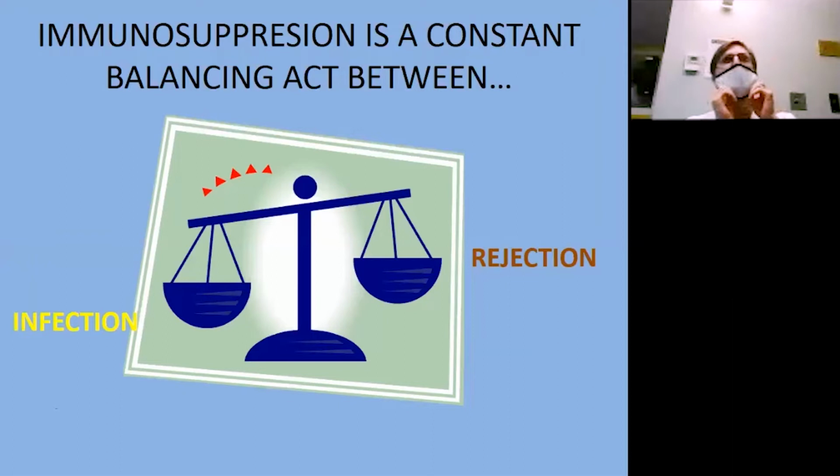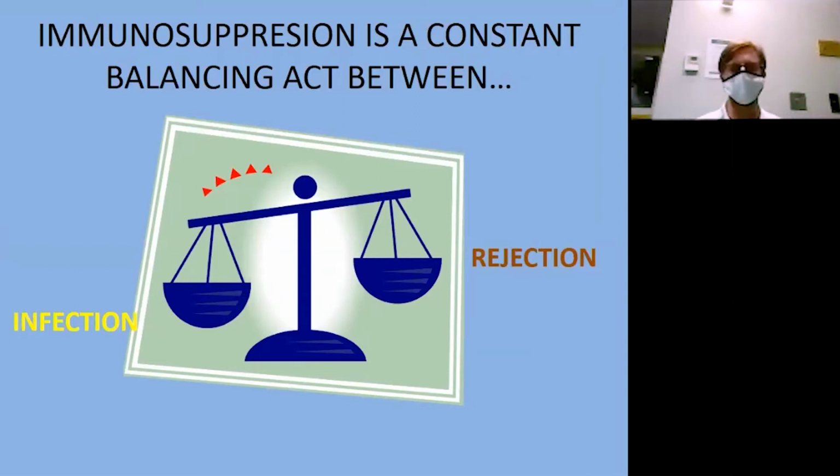So immunosuppression post-transplant is really a balancing act between infection and rejection. So MJ, patients die more commonly from infection or rejection in the first year?